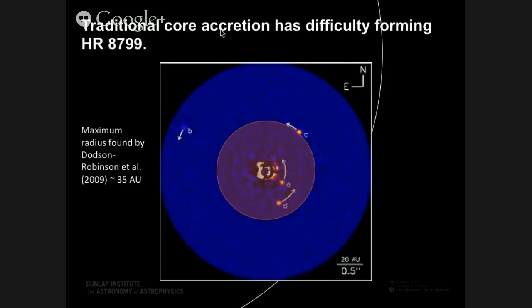So this is the situation we have if we look at it this way. This model, core accretion, has the ability to form two of the planets in this HR 8799 system, but not the outer two. You might think this is a problem, since you probably want all the planets in a system to form in the same way. So this is an issue for explaining the system.